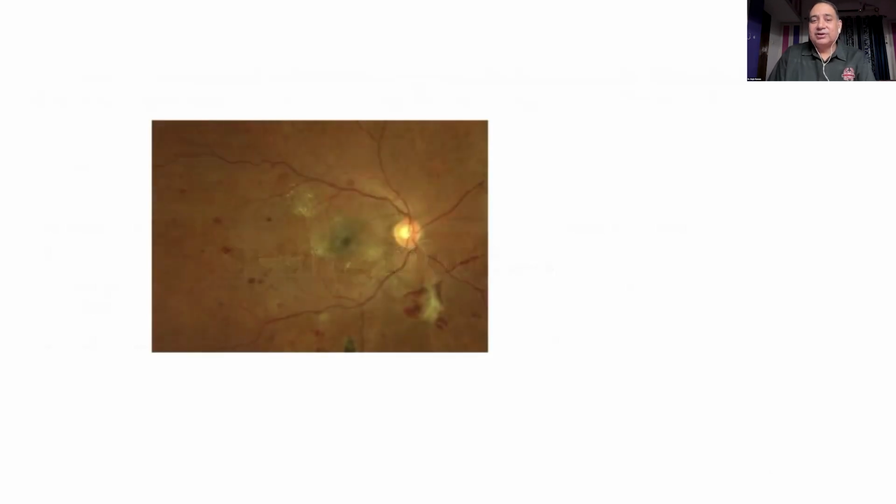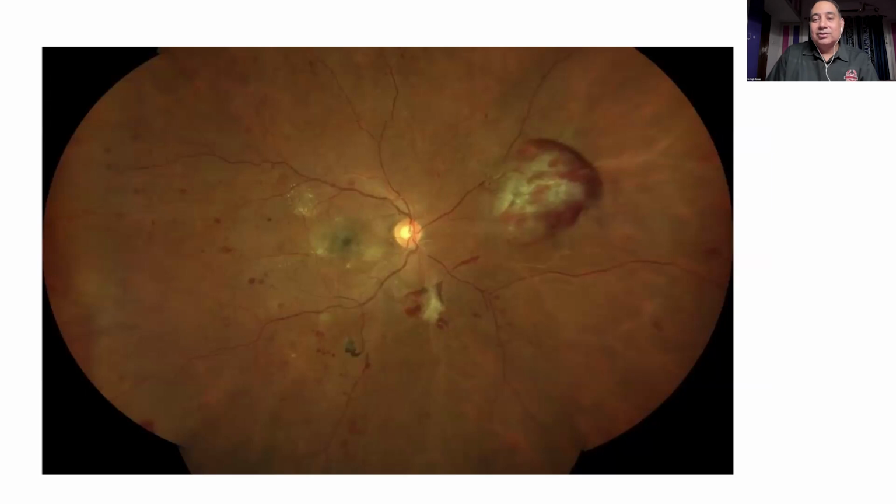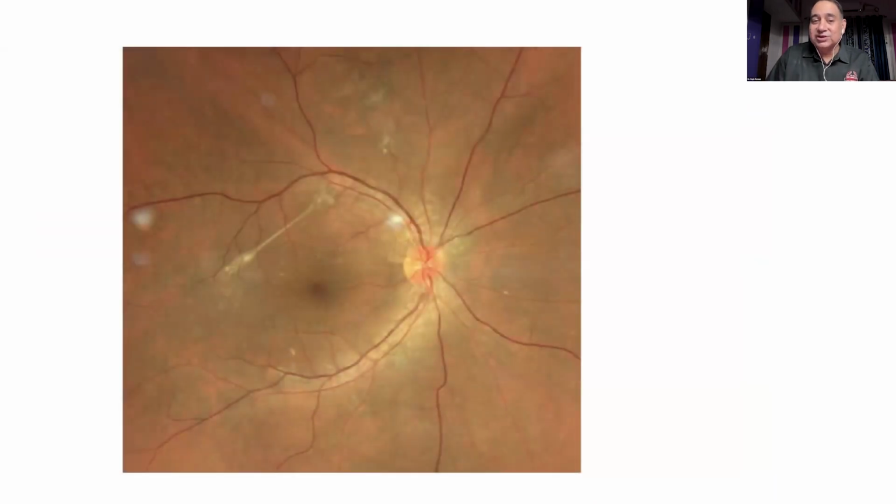This is a case where, if you look at this one small fibrovascular polyp in the infranasal quadrant, it seems to be proliferative diabetic retinopathy with macular edema. In a wide field image, you can see a wide network of vessels, a very active NV in the supranasal quadrant also. So we see more lesions.